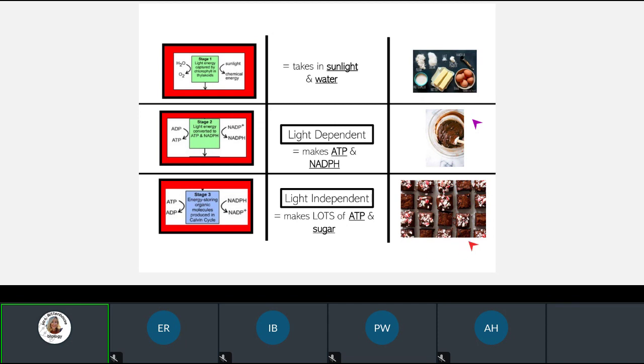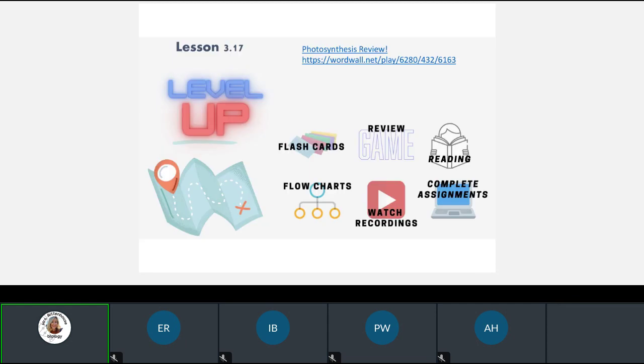We get that output that we're looking for, which is ATP, that cellular energy our plants need to do their everyday functions. All right, so that is my challenge for you today. I need you to level up. I need you to pick something to do. Here is a game you can play. If you'd like to play a game, I made you one.